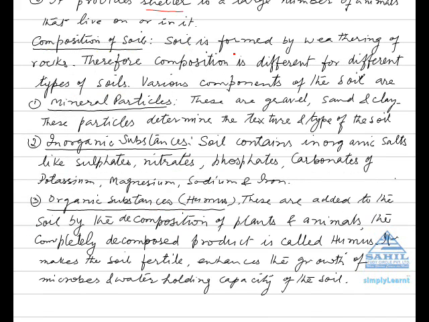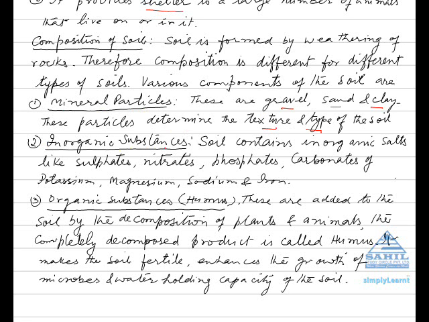Composition of soil. Soil is formed by weathering of rocks. Therefore, composition is different for different types of soils. Various components of the soil are: Number 1. Mineral particles. These are gravel, sand and clay. These particles determine the texture and type of the soil.